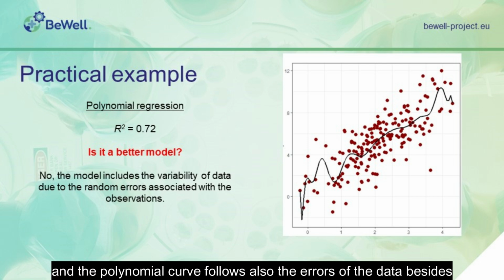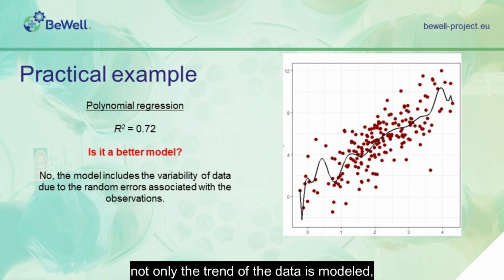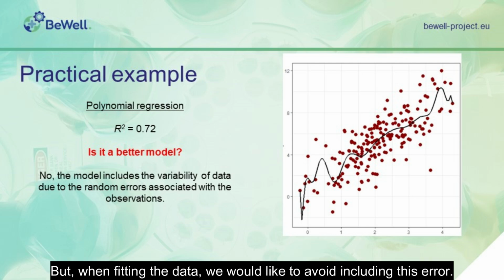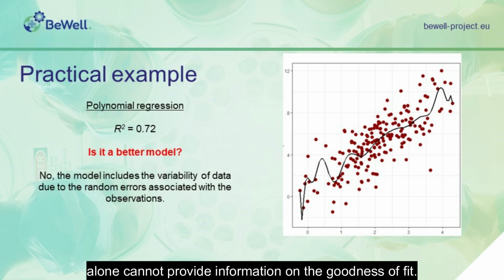And the polynomial curve follows also the errors of the data besides the trend. In this case, we are in the presence of overfitting. Not only the trend of the data is modeled but also the errors associated with them. But, when fitting the data we would like to avoid including this error. This discussion makes it clear that the R-squared alone cannot provide information on the goodness of fit.